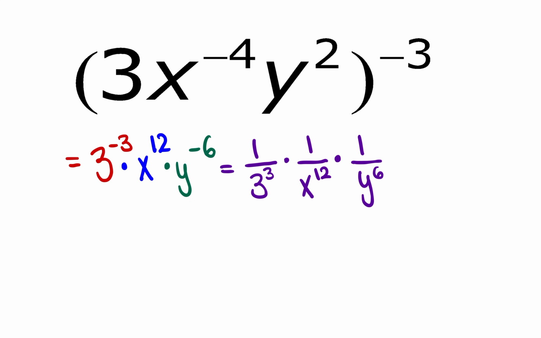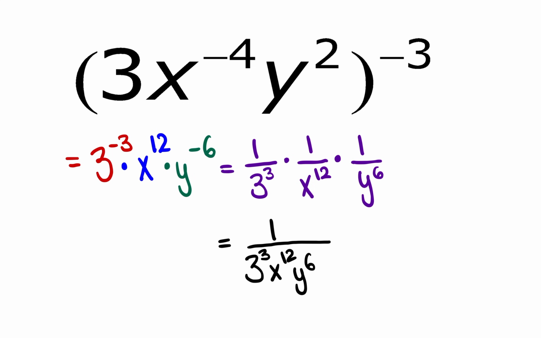From there, I have a fraction times a fraction times a fraction. And the idea is what? For fractions being multiplied, we have numerator times numerator, denominator times denominator. So we have 1 on the numerator, all divided by 3 to the third times x to the 12 times y to the 6. Can I simplify this further?